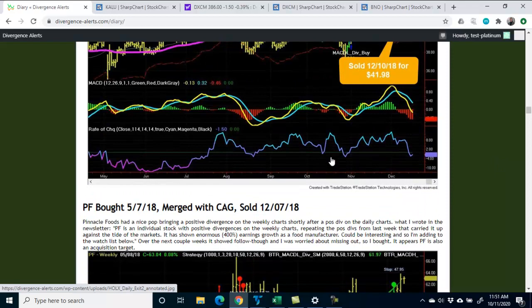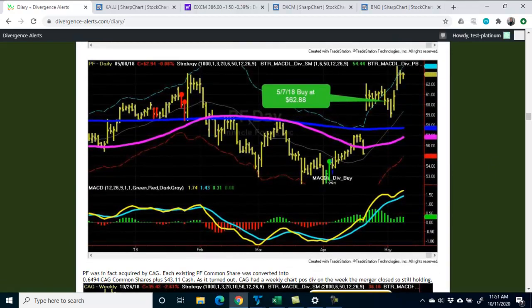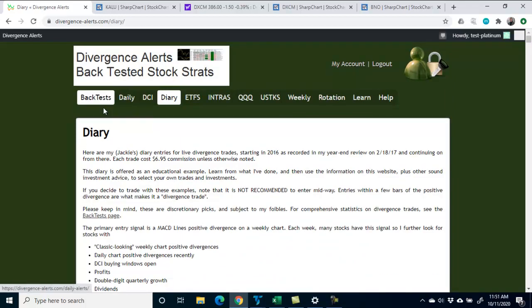Okay, so these are the sorts of things that are on the diary page: some background information, some examples of how these trades have gone, and what happens when a real person trades them. So you can also learn from my mistakes. Let's see, we talked about the DCI page. The daily has, similar to the weekly, the spreadsheet.